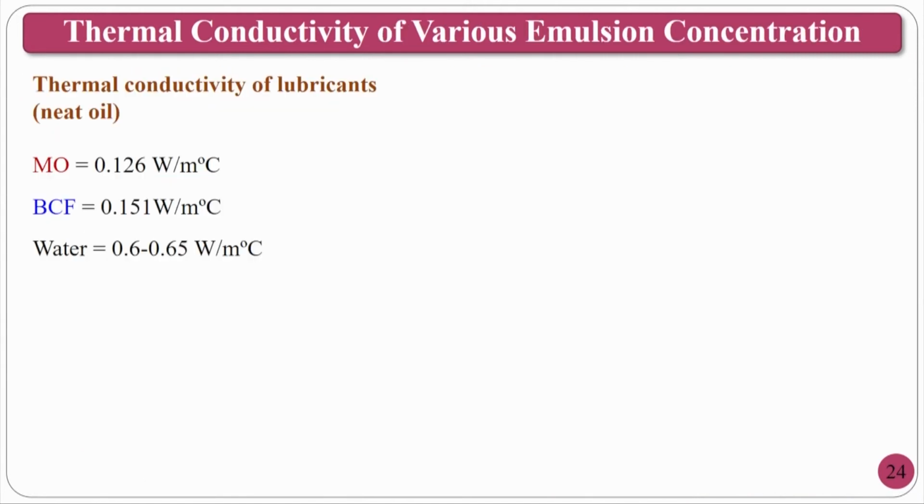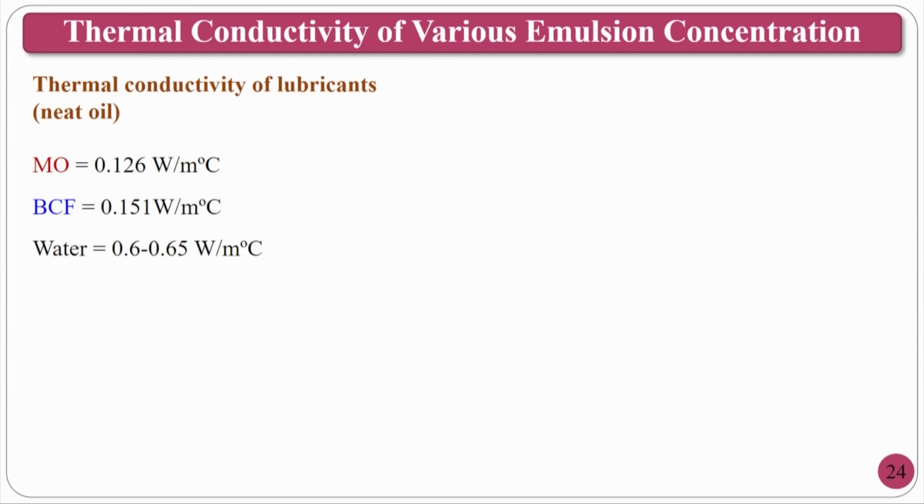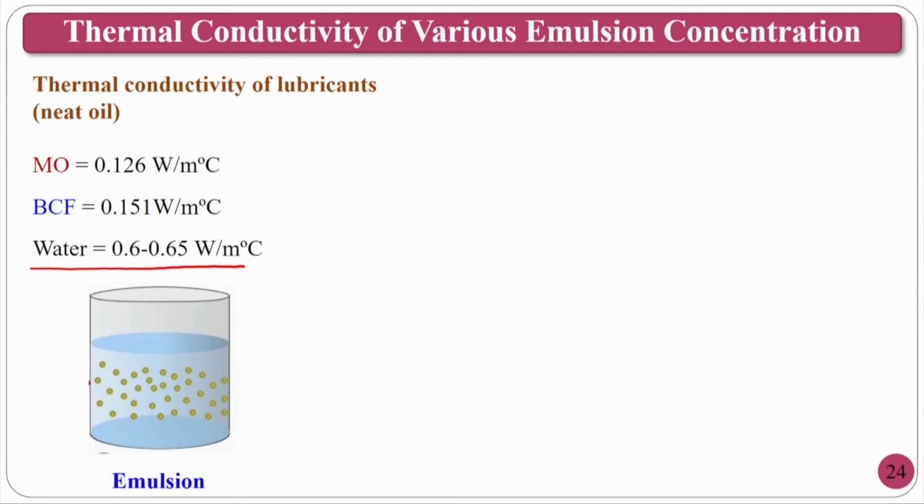Thermal conductivity of the lubricants, normally mineral oil. If you see mineral oil, the thermal conductivity of the mineral oil is 0.126, but the biocutting fluid is 0.151. However, water is very high. So now how much water does one have to add for making the emulsion?